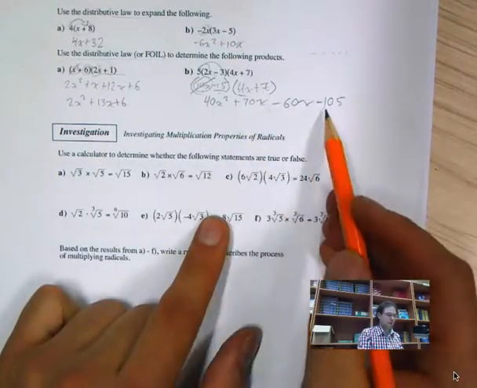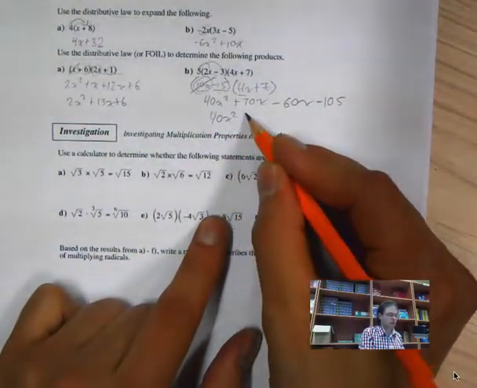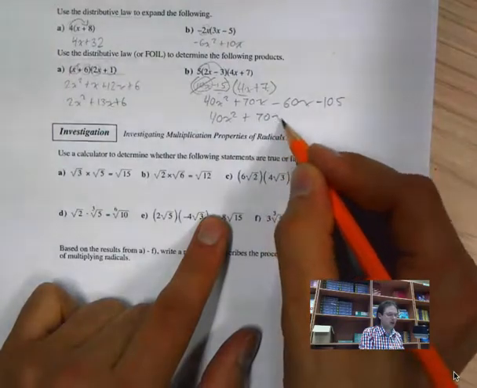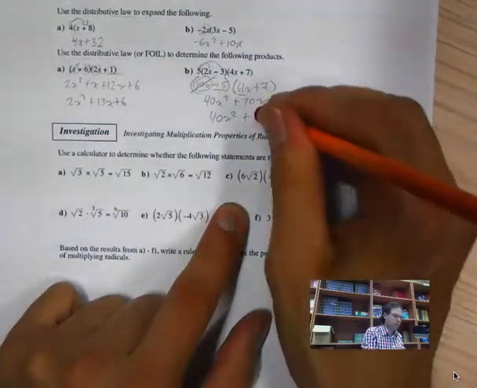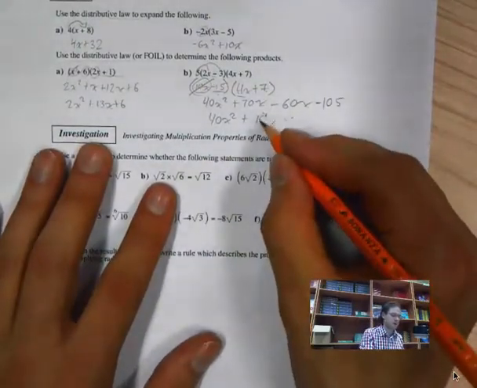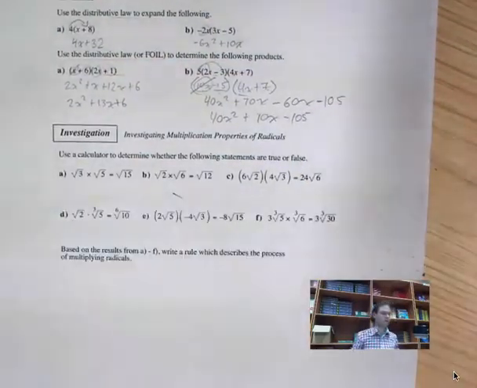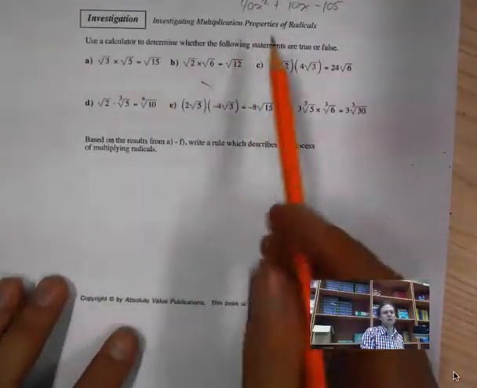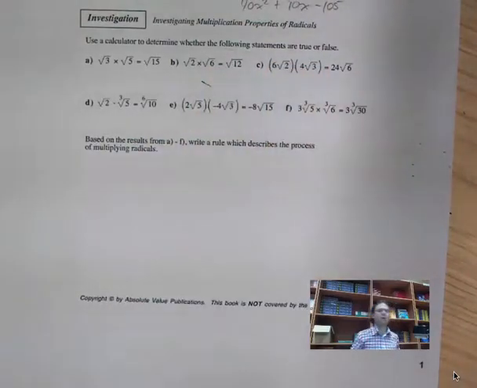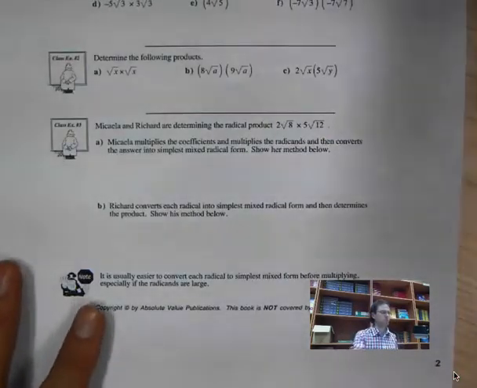So now I combine all my like terms. I'm going to get 40x squared plus 70x. Oops, not plus 70x, plus 10x, because I have 70x minus 60x, which is 10x, minus 105. Alright? So here's an investigation that I encourage you to do right now based on the square roots. Try to multiply, see what happens, and then we're going to go from there.